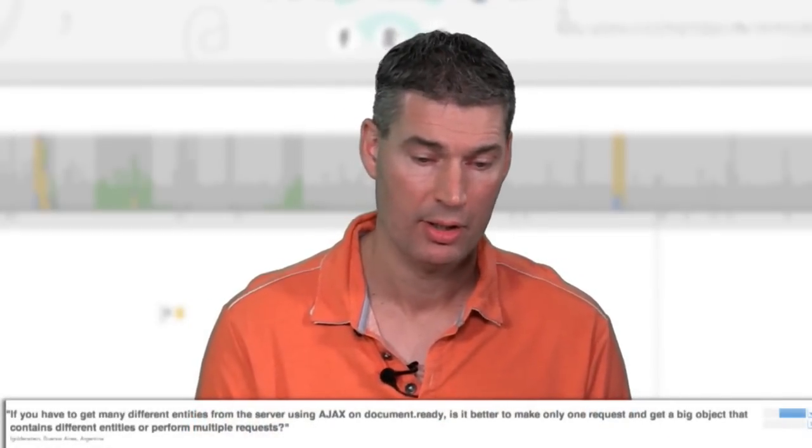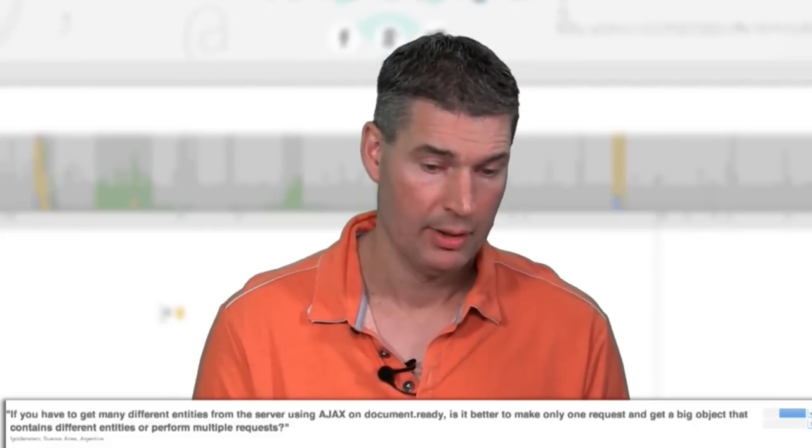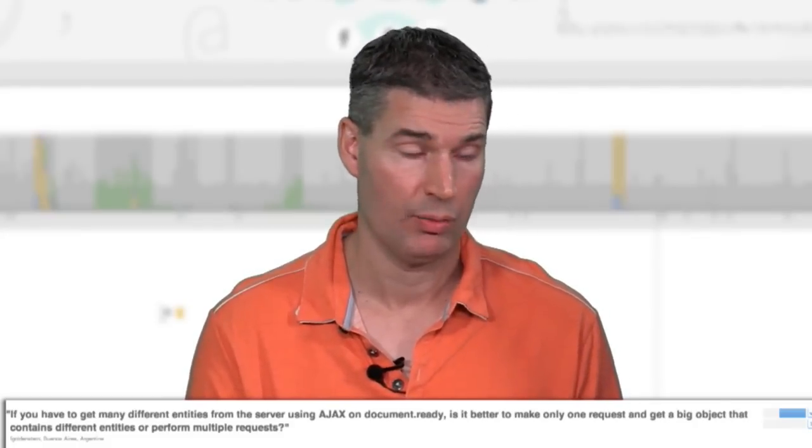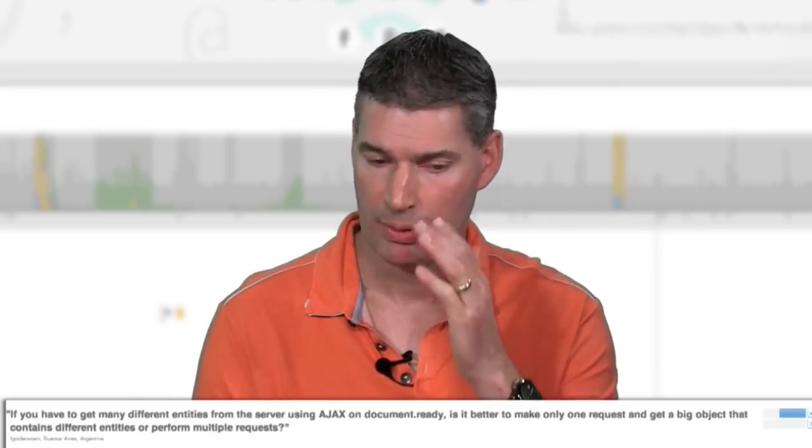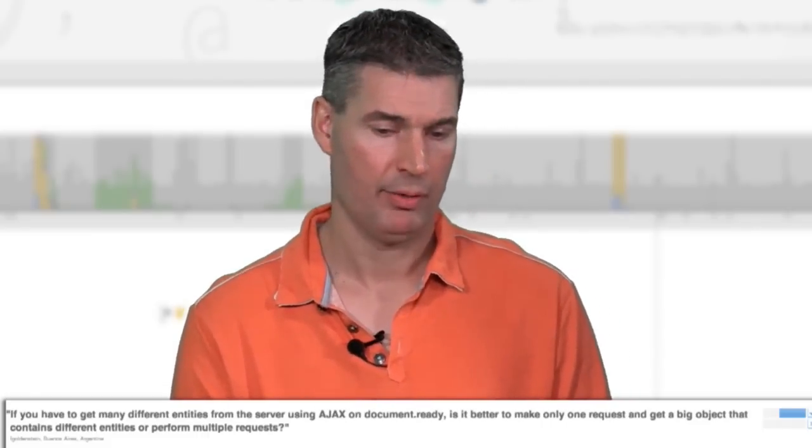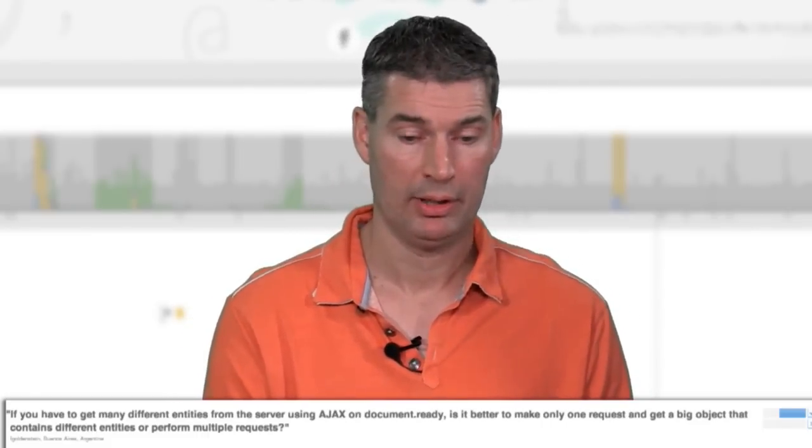From F. Goldenstein in Buenos Aires, Argentina. So we're going all over the world here. If you have to get many different entities from the server using Ajax on document ready, is it better to make one request to get one big object or multiple requests? So kind of a little bit similar. Of course, we don't know, are these entities in-page updates? If you're polling for data, clearly you shouldn't even be using Ajax.